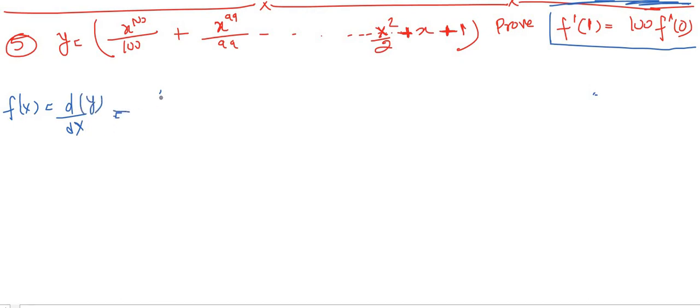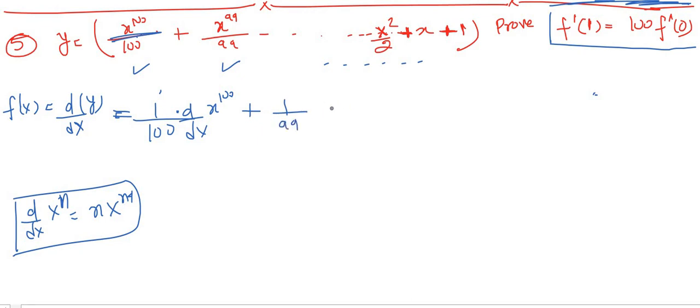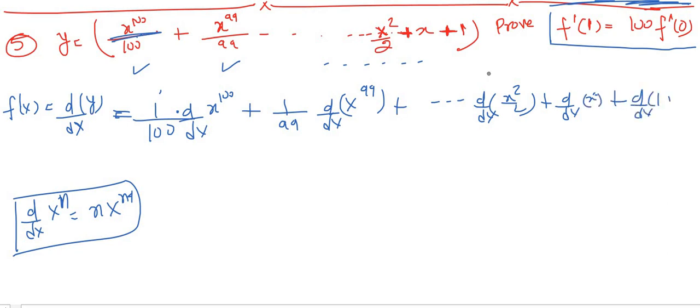For the derivative we will not use first principle anymore. We will use formulas. What is the formula of d by dx of x raised to power n? n x raised to power n minus 1. So here 1 by 100 stays as it is when we differentiate each term separately. The derivative of the first term is d by dx of x raised to power 100, plus 1 by 99 d by dx of x raised to power 99, and so on, then d by dx of x square by 2, then d by dx of x, and then d by dx of 1.